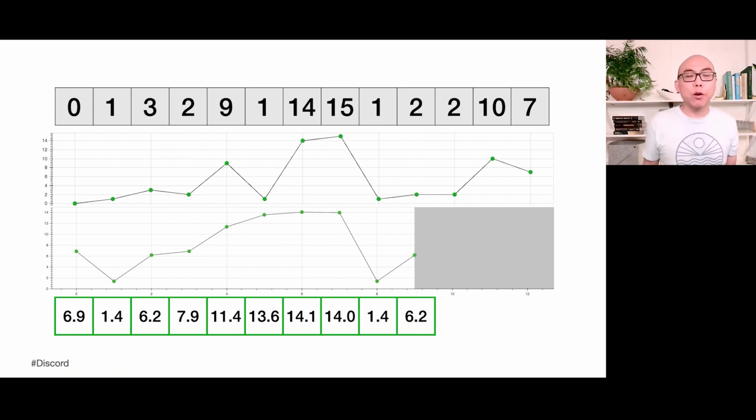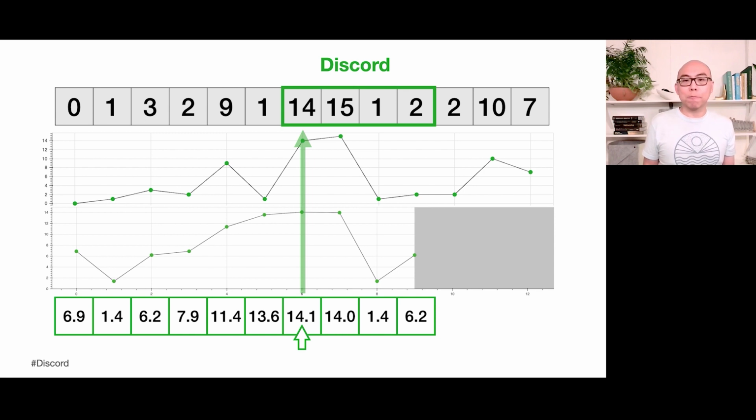Another thing we can do with the matrix profile is identify potential anomalies. To do this, you look for the maximum along your matrix profile, and that happens to be this value here. This is the biggest number along our matrix profile, and that corresponds to this subsequence here. This is a potential anomaly, or in time series parlance, this is known as a discord.